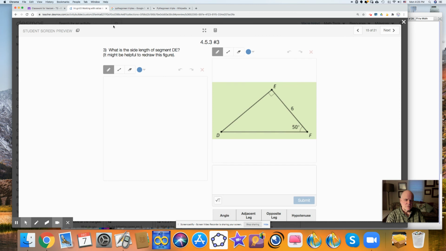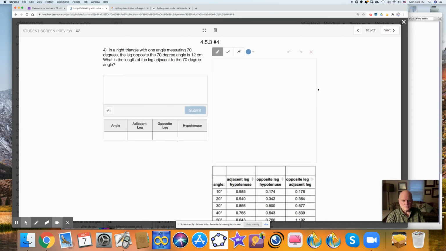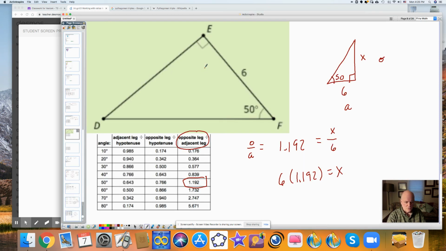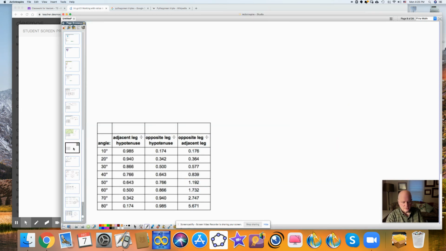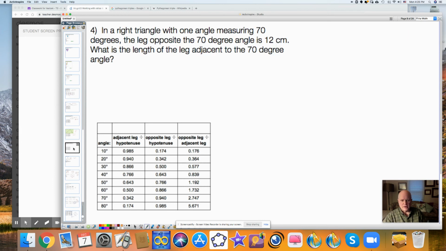Our last one to look at, the fourth one, is another word problem. So it's got some words in it that I have to interpret. I'll probably have to draw a picture of this. So I'll look down here. In a right triangle. So here's my right triangle. One of the angles measures 70. Well, there's 70. This would have to be 20. The leg opposite the 70 degrees is 12. What is the leg adjacent to it?